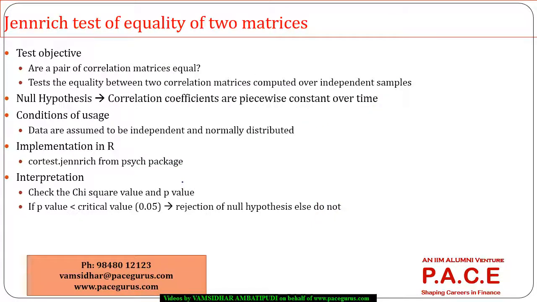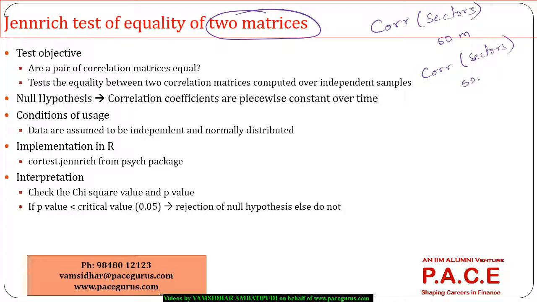Then one more test regarding the matrices itself. I want to look at the equality of two matrices. So here I want to look at the correlation between the sectors, right? I am looking at the correlation between all the 11 sectors in the first 50 months versus the correlation between the same 11 sectors in the next 50 months. So I want to test those correlations.